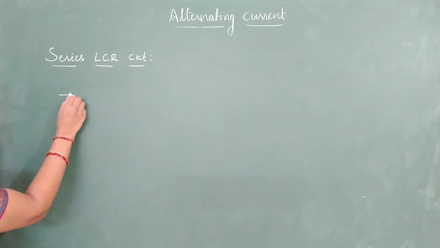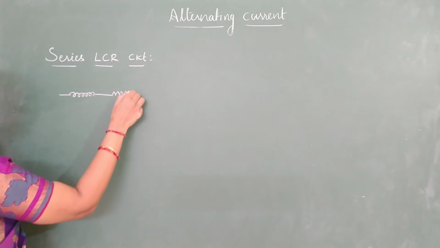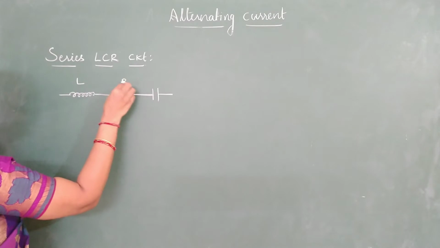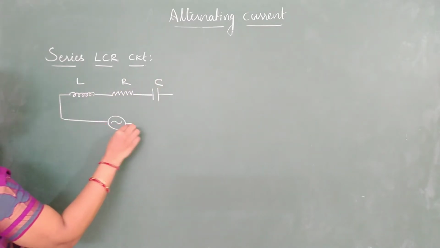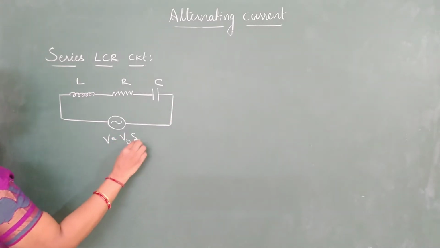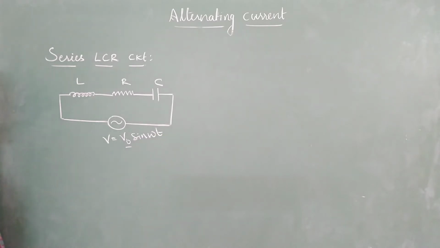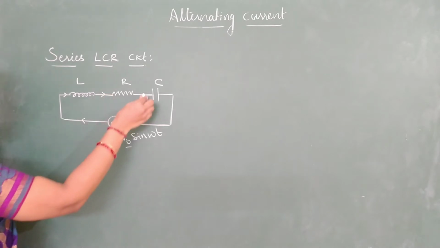Consider one inductor, a resistor and a capacitor connected in series across an alternating EMF. We can take it as V equal to V naught sine omega t, where V naught is the peak value. Let the peak value of current be represented as I naught.